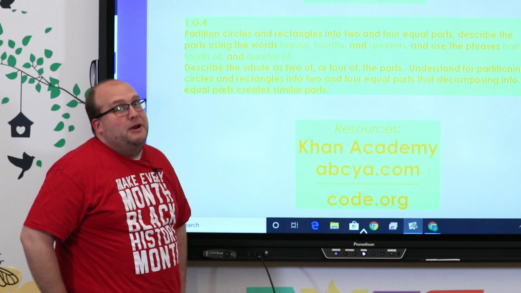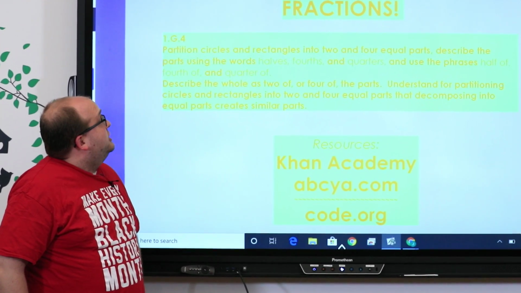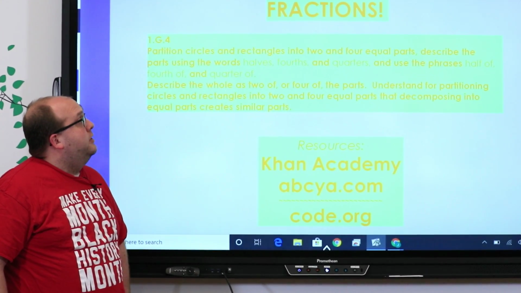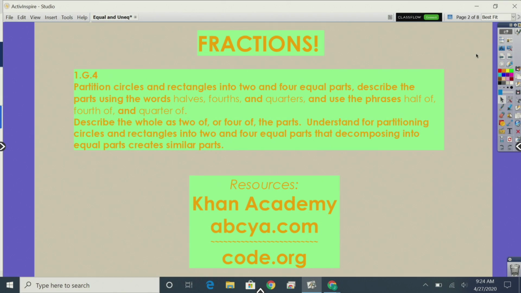So our standard today is about fractions. It says partition circles and rectangles into 2 and 4 equal parts. Describe the parts using the words halves, fourths, and quarters, and use the phrases half of, fourth of, and quarter of. It also says describe the whole as 2 of, 4 of, or the parts. Understand for partitioning circles and rectangles into 2 and 4 equal parts, that decomposing into equal parts creates similar parts. And that's a big standard, but we're going to break it down today and have a lot of fun learning it.